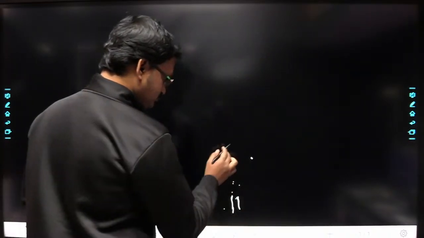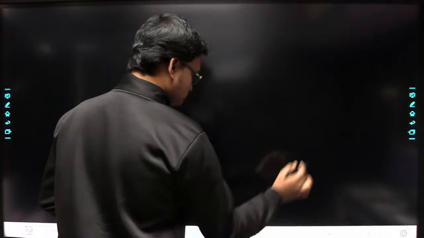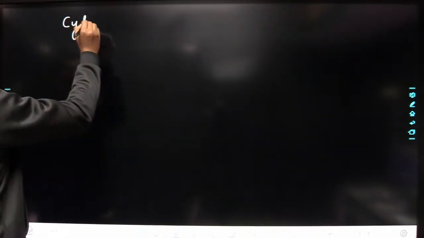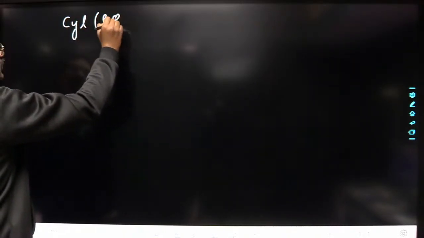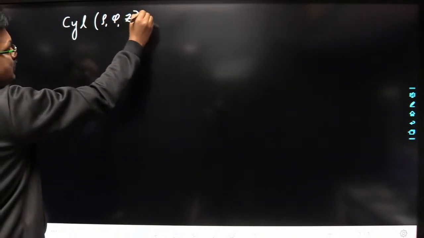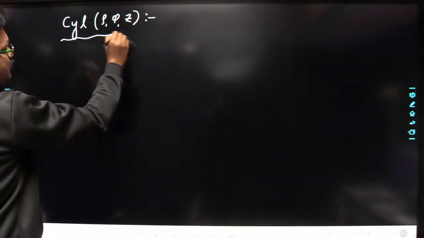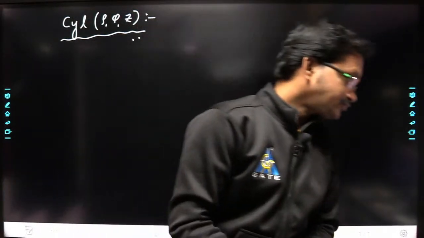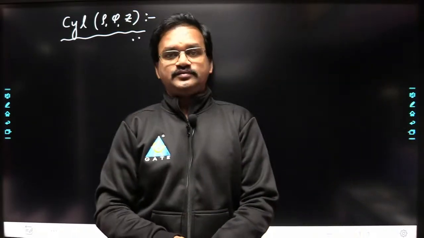Yesterday we started the rectangular coordinate system and we have completed it. Today we are going to start the cylindrical coordinate system. In the cylindrical coordinate system, the coordinates are rho, phi and z.